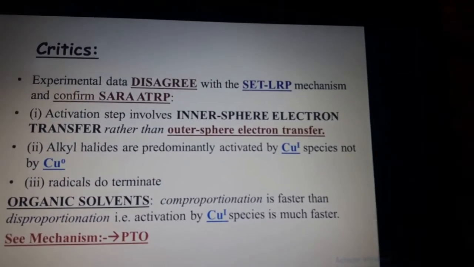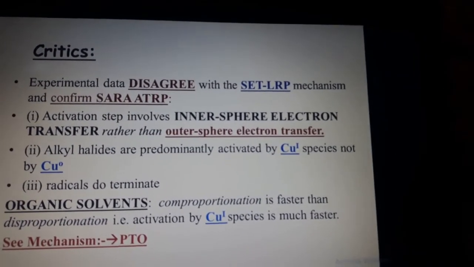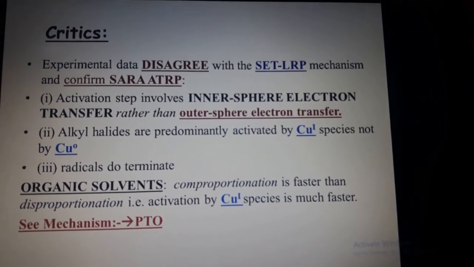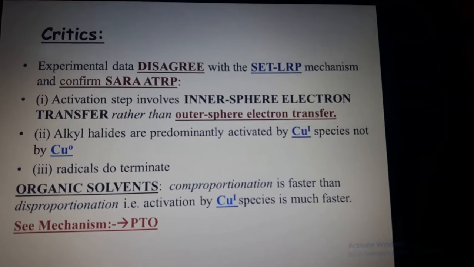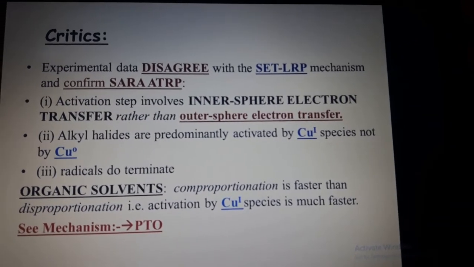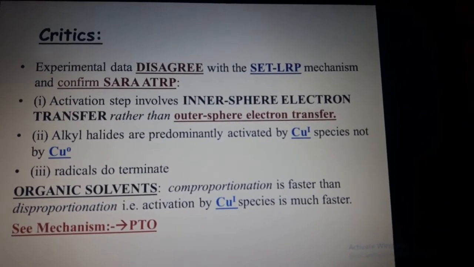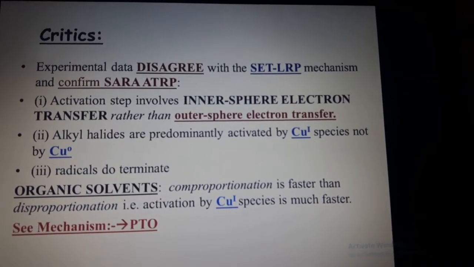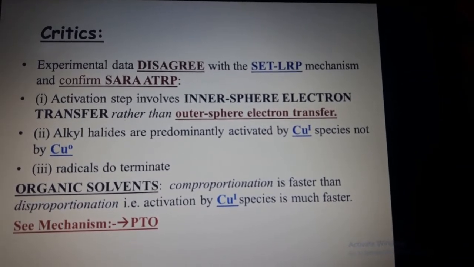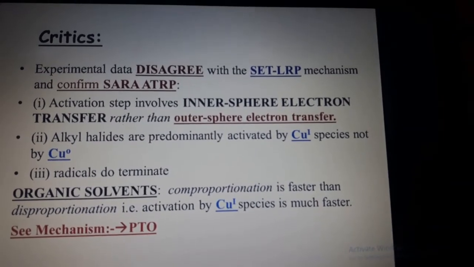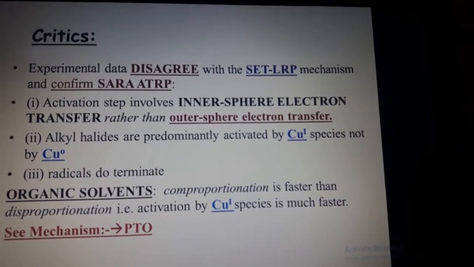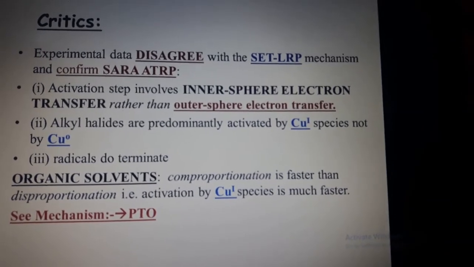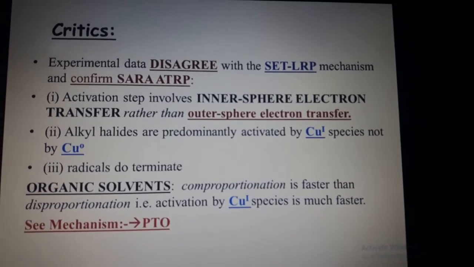Organic solvent, now you can compare in the solvent. If you are carrying out the reaction in organic solvent, that is non-polar solvent, comproportionation is faster than disproportionation. That is, activation by copper plus 1 oxidation is much faster if we have organic solvent, but if we have a polar solvent, then we have disproportionation.